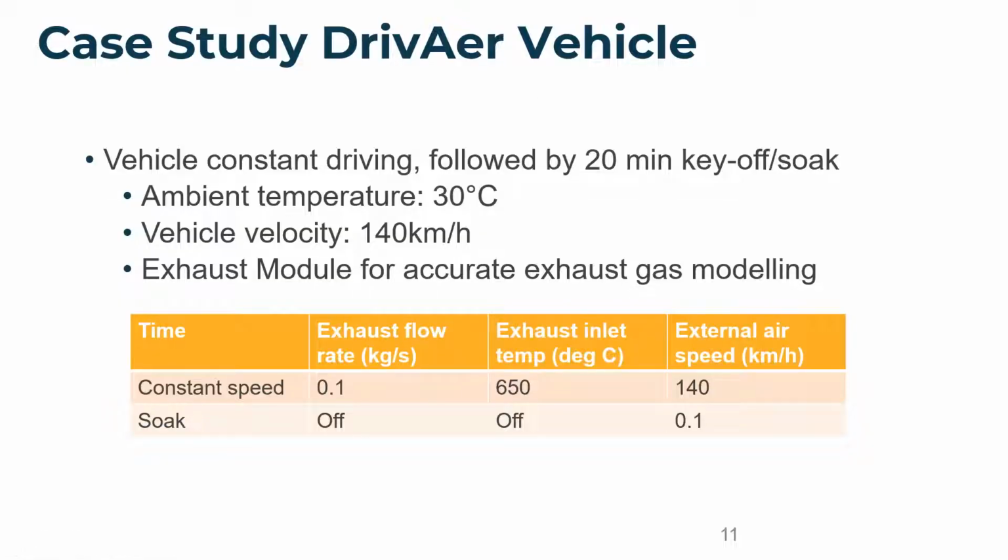And looking at the results for the case study of the DrivAer vehicle. So first, the vehicle is at a constant driving speed of 140 kilometers per hour. Then the vehicle comes to a stop and we simulate 20 minutes of key-off soak. Ambient temperature is 30 degrees C, and we use the exhaust module for our exhaust gas modeling.